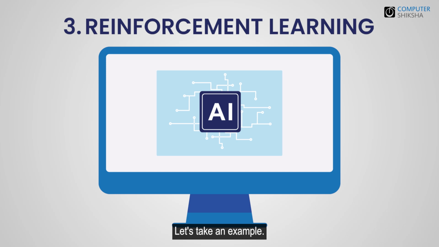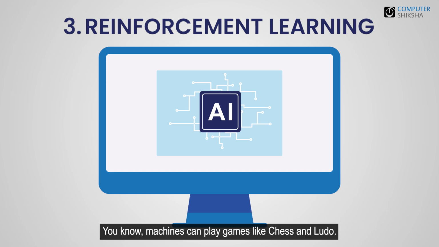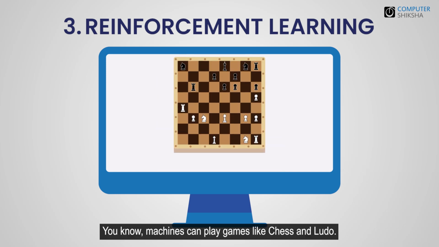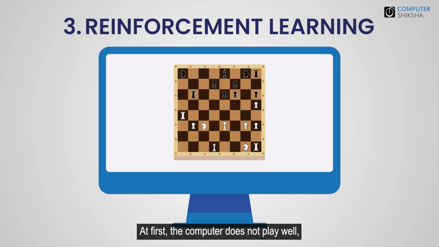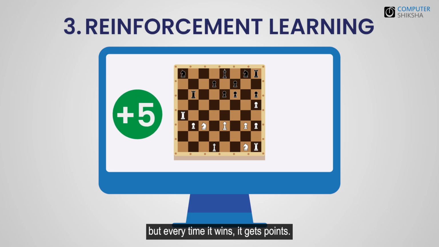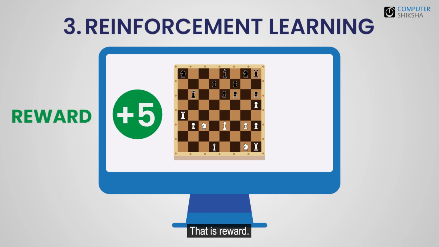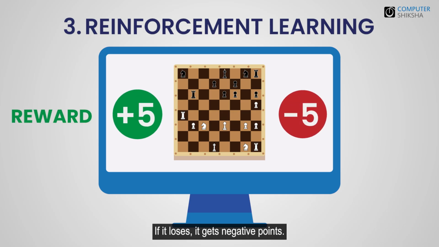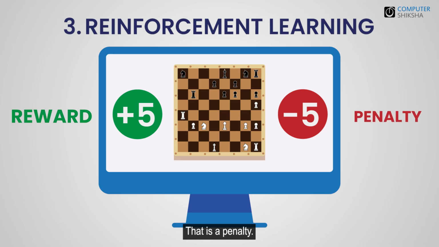Let's take an example. You know, machines can play games like chess and Ludo. At first, the computer does not play well. But every time it wins, it gets points. That is reward. If it loses, it gets negative points. That is a penalty. Slowly, it becomes super good, even better than humans. This is how reinforcement learning works.